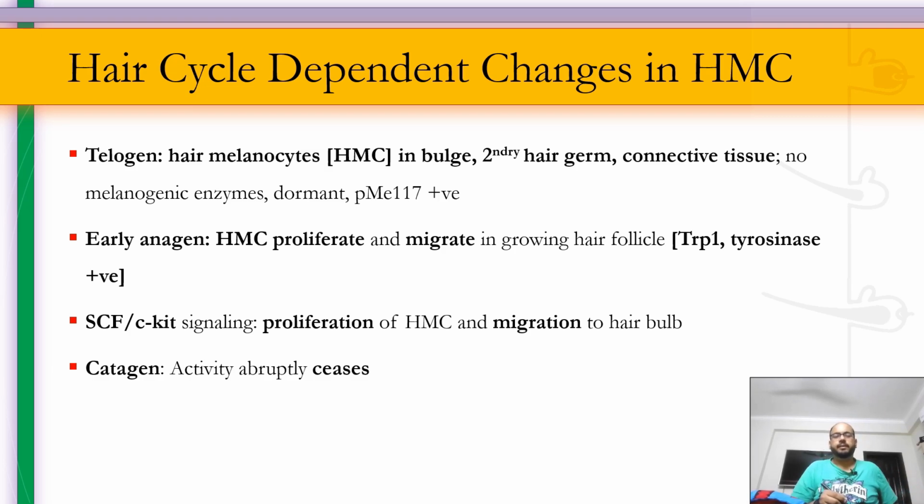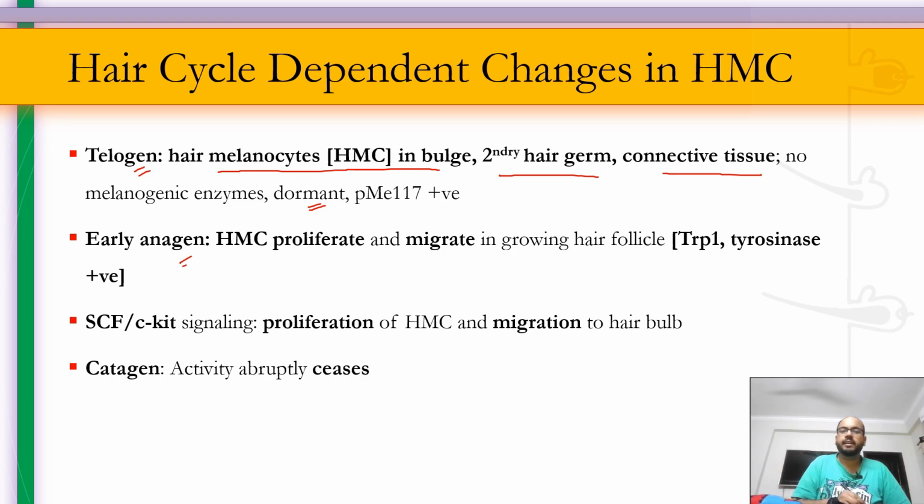The hair cycle dependent changes in hair melanocyte cells. In telogen, the hair melanocytes are in the bulge region of the secondary hair germ, which is the newer hair germ of the growing hair follicle of the next anagen phase, and also in the surrounding connective tissue. But in these melanocytes, there are no melanogenic enzymes. They are dormant. They are not yet activated. They will get activated in stage 3 of anagen phase.